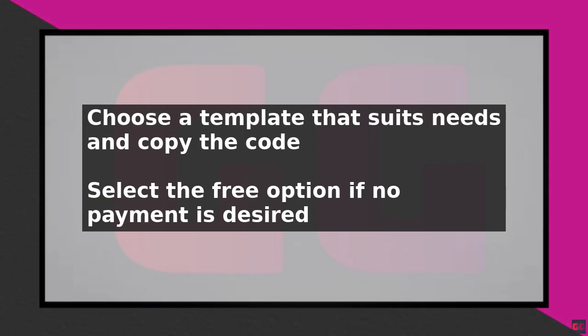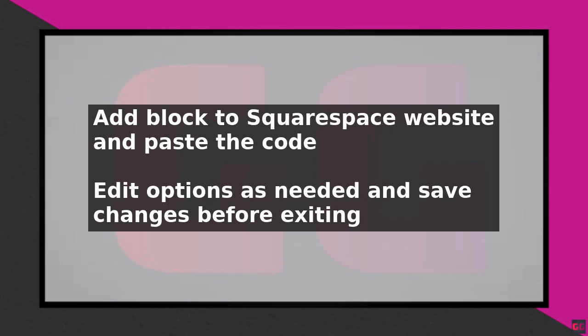Return to your Squarespace website, click on Edit, and add a block where you want the Google reviews to appear. Click on Embed and paste the code into the embedded URL section. Edit the options as needed, and your widget will appear on your website. Save your changes before exiting. This process allows you to easily add Google reviews to your Squarespace website.